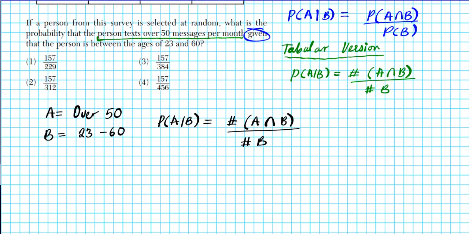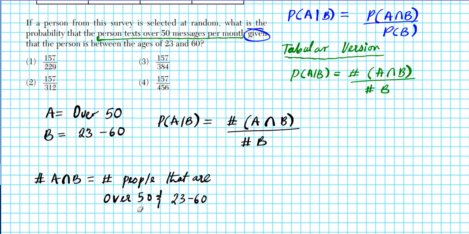Alright, let's start with the number in A intersect B. In the context of this problem, it basically represents the number of people that are over 50 and text over 50 text messages and are between the ages of 23 to 60. People between the ages of 23 to 60 who text over 50 text messages.